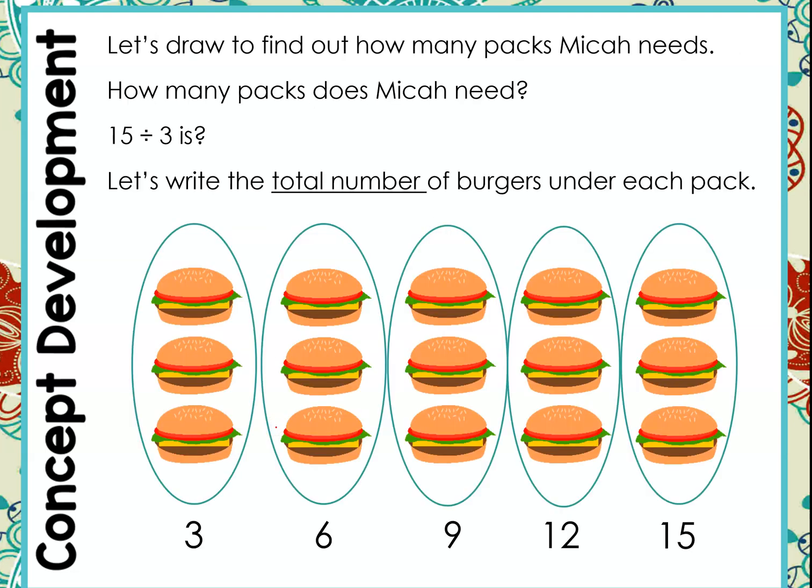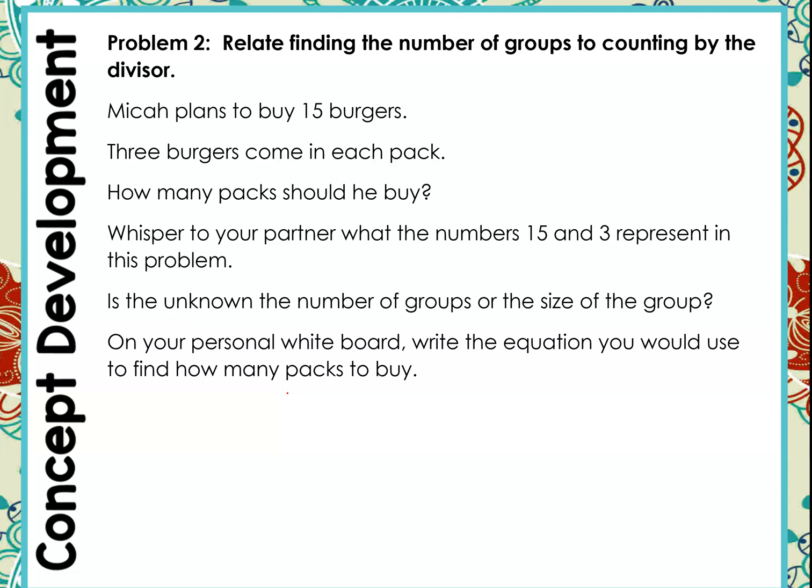Okay. So let's do another problem. Micah plans to buy 15 burgers. 3 burgers come in each pack. How many packs should he buy? Okay, let's think about what we already know. We know that he plans to buy 15 burgers total. We also know that 3 burgers come in each pack.